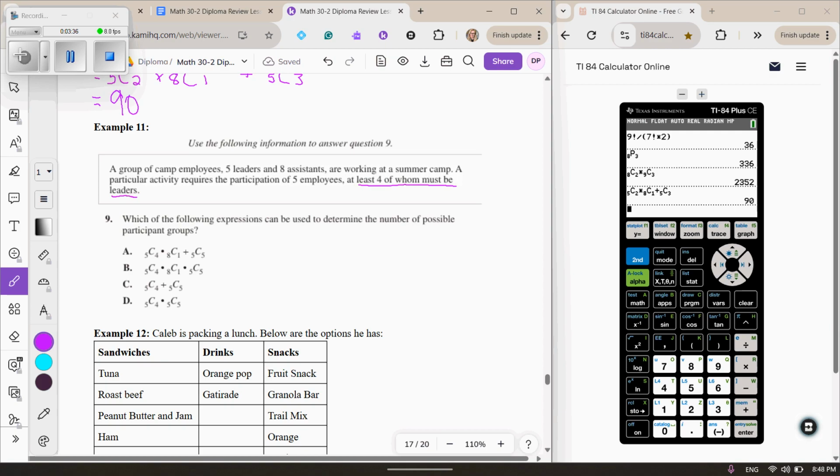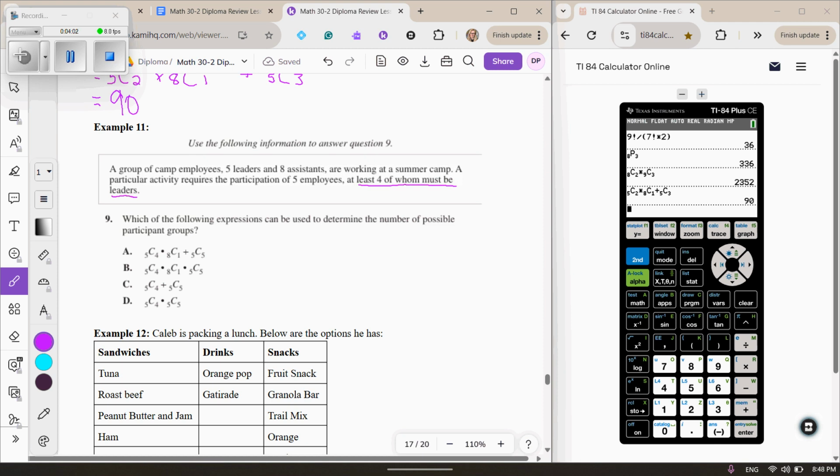There is nothing in this sentence that leads me to believe that the order they are chosen in matters. They're just saying they need to participate in an activity. So I will be using combinations for this question. I also look at the answers A, B, C, D, and they are all combinations. So I know that order is not going to be important.